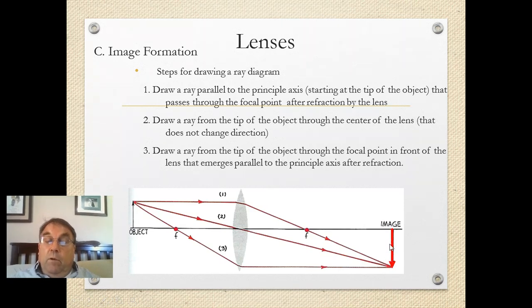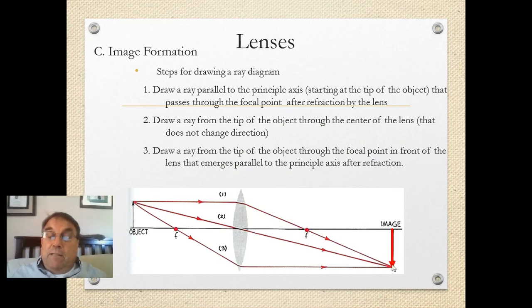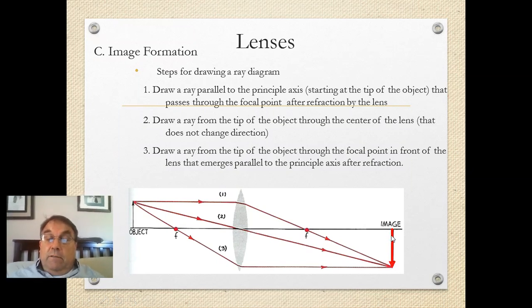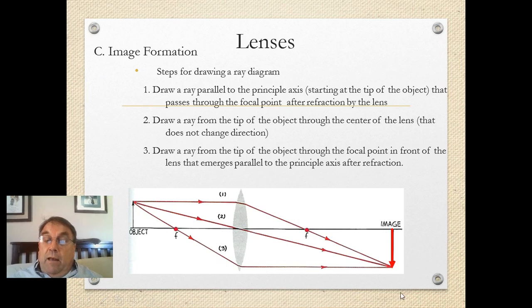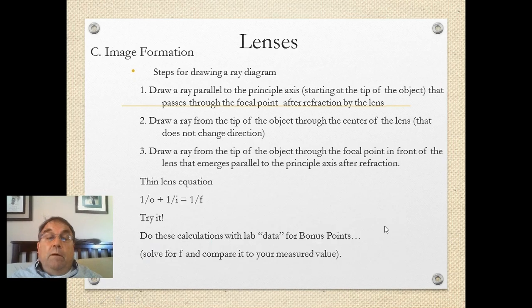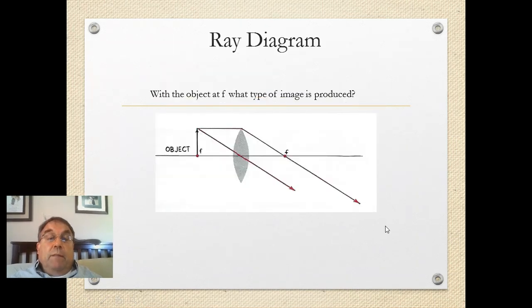Okay. So turn to your neighbor or tell yourself, what type of image is this? And since it's upside down, you should know that it is a real image, that you could then put a screen right here and be able to tell how big it is. So it's larger than the object, and it's a real image. Okay, we're going to skip that.